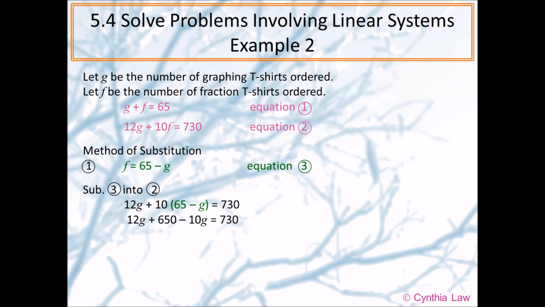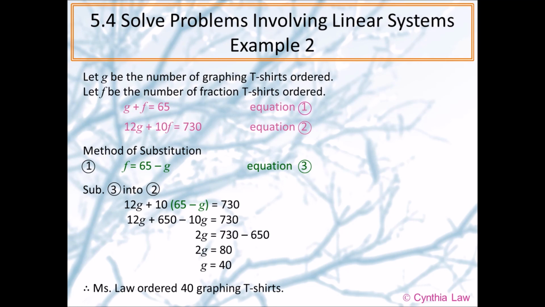And then I am going to collect like terms. So I have 12G subtract 10G, I have 2G left. And then I have 730 subtracting 650, which means I have 80. When I solve for G, I have 40 because 80 divided by 2 gives me 40. So therefore, Ms. Low ordered 40 graphing t-shirts. We do not have to calculate the number of fraction t-shirts at all. Okay, we have completed answering the question.